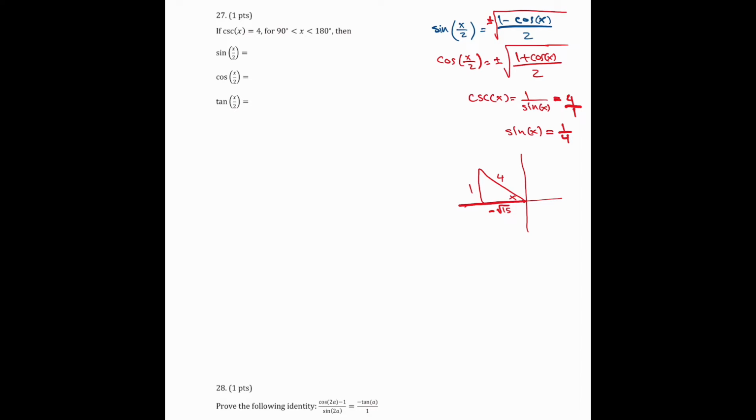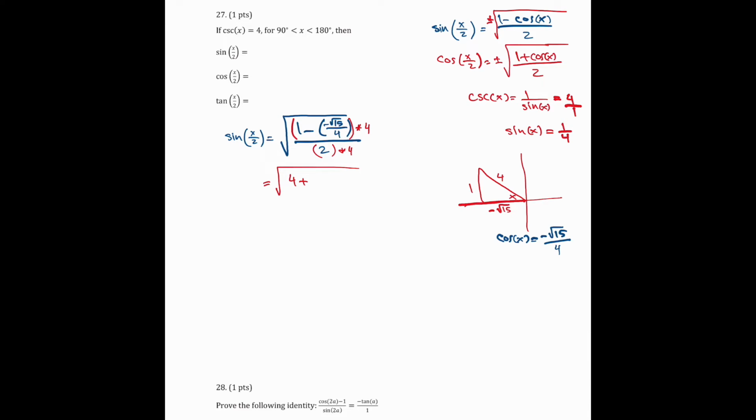Now I can find sine x over 2. Sine x over 2, I know sine is positive in the second quadrant, so I'm going to choose the positive square root of 1 minus cosine. Cosine x is adjacent over hypotenuse, so minus square root of 15 divided by 4. Everything is divided by 2. I'm going to multiply both numerator and denominator by 4 to remove that 4 from here. So you will end up with square root of 4. Negative times negative is positive. And then the 4 is going to cancel with the 4 in the denominator. Square root of 15 over 8.